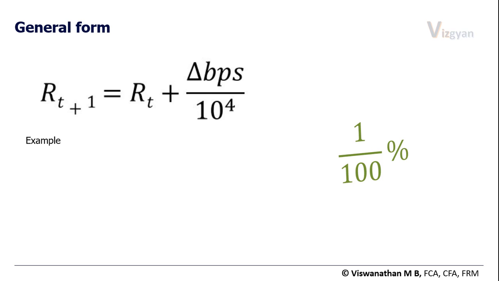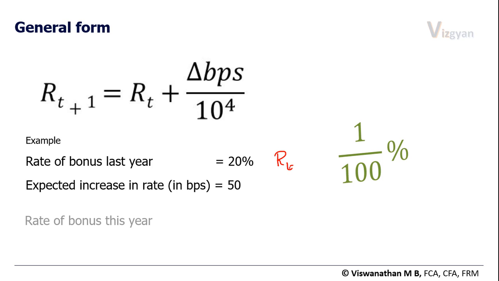So let's look at an example here. Let's say your rate of bonus last year was 20%. So this is the rate last year, so that's rate at time t. And the expected increase in rate is 50 basis points. So this is the change in basis points. So what is going to be the rate of bonus this year? So that's going to be 20%, and we know 20% is 0.2, plus 50 divided by 10,000. And as I said, I like to write it as 10 to the power 4. And 50 by 10,000 is 0.005, and therefore I get 20.5%.